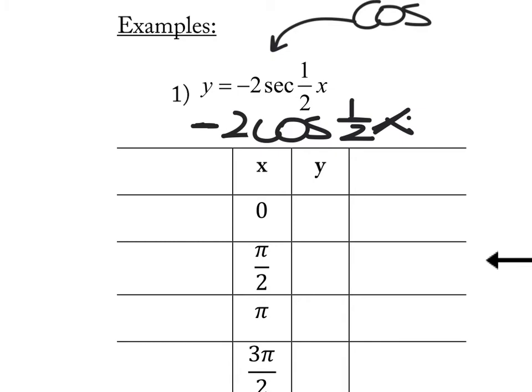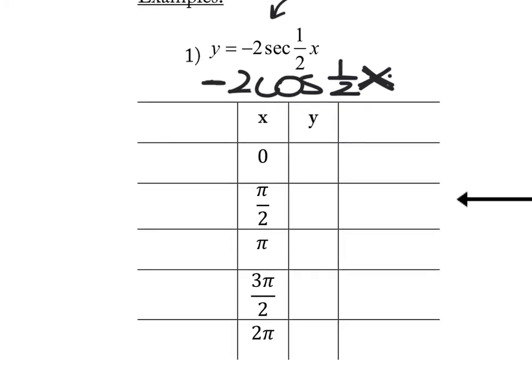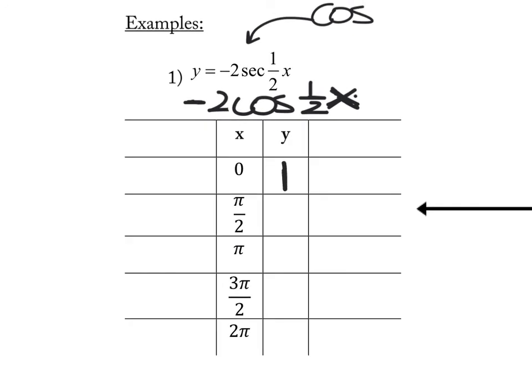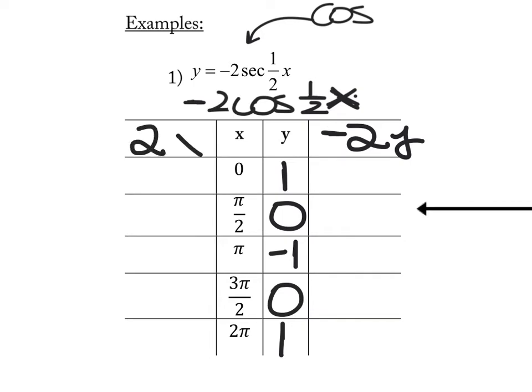Oh man, this app is terrible, guys. Bear with me. So we have our original points. We have 1. We have 0. We have -1. We have 0. And we have 1. So let's see. We are going to multiply all of our y values by -2. And we are going to multiply all of our x values by 2 as well, because we take the reciprocal of 1 over 2, which is 2. So this is kind of nice.